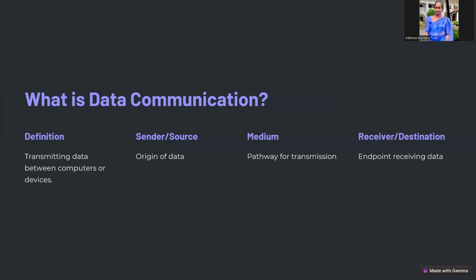For this to happen, we need three main things: sender, medium, and receiver. A sender is the device sending the data. The medium is the pathway the data travels through, like wires or air. Then the receiver is the device receiving the data.